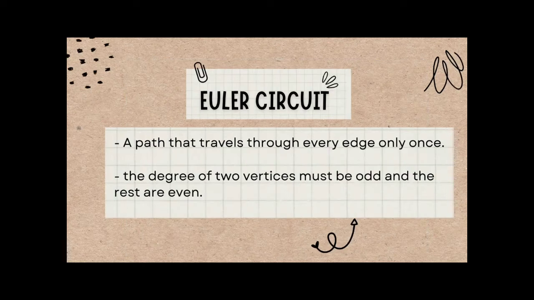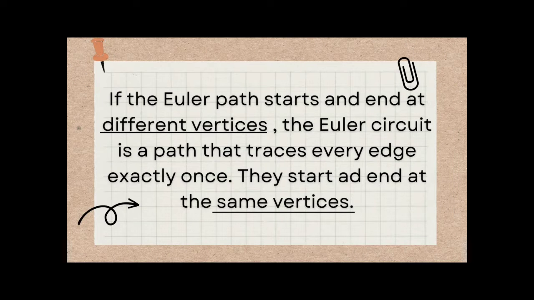An Euler path is a path that travels through every edge only once. The degree of two vertices must be odd and the rest are even. If the Euler path starts and ends at different vertices, the Euler circuit is a path that traces every edge exactly once. They start and end at the same vertices.